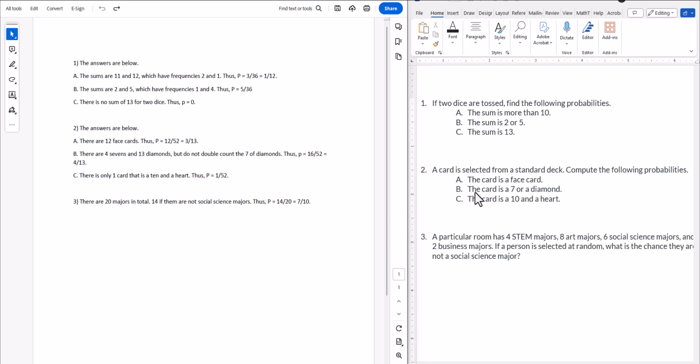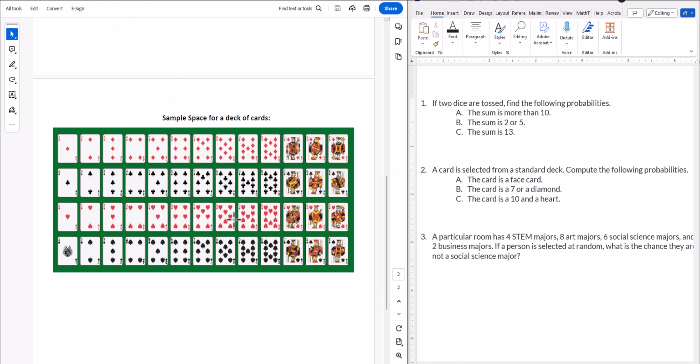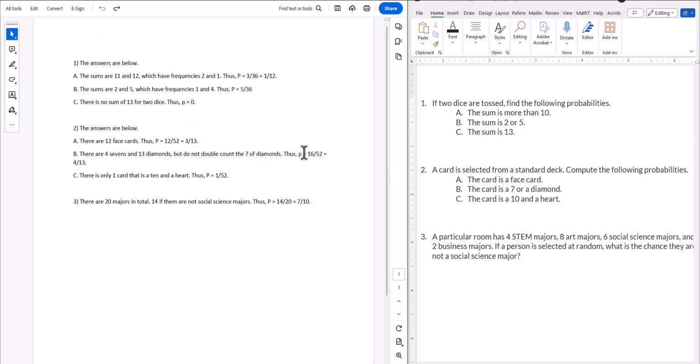For the second part, it says the card is a 7 or a diamond. Whenever you see the word or, you're thinking adding. But remember, we don't double count items. So there are 4 7s and there are 13 diamonds, but we have to be careful not to double count the 7 of diamonds. So we'll count 12 diamonds and 4 7s. That's equal to 16 out of 52, which reduces to 4 out of 13.